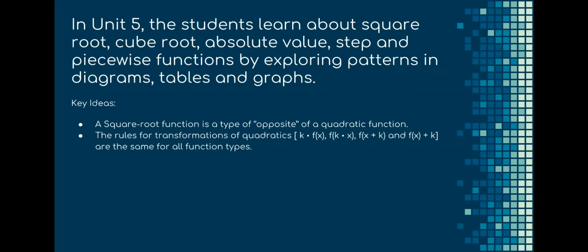In Unit 5, students learned about the square root, cube root, absolute value, step, and piecewise functions by exploring patterns in diagrams, tables, and graphs. Some of the key ideas include that a square root function is a type of opposite of a quadratic function. Another key idea is that the rules for transformations of quadratics, k times f of k times x, f of x plus k, and f of x plus k are the same for all function types.